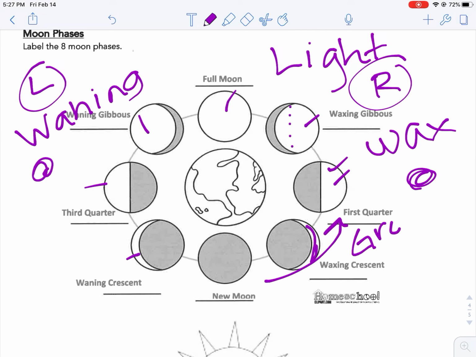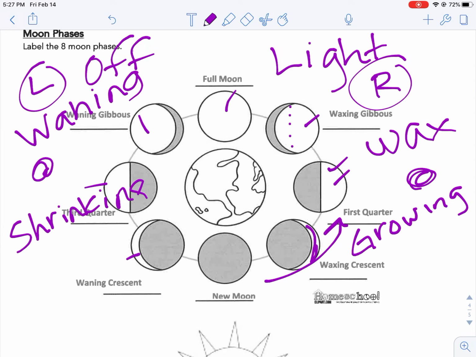So we're growing on this side, and we are shrinking on this side. The light is shrinking. It's being turned off. On this side, the light is being turned on until we get to a full moon, because the half that's being lit is completely shown to us. So then now we're going to be turning the light off. So it is shrinking. The light is shrinking. So waning gibbous on this side because the light is on the left and it's more than 50%, so it's a gibbous moon. We go to third quarter because we are 3/4 of the way around. Then we have a waning crescent, and then back to a new moon.